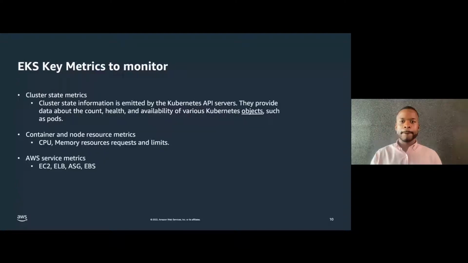For container and node resource metrics, we also need to install another add-on when dealing with EKS. That is the metrics server. The metrics server is responsible for translating the kubelet metrics in a way that the API server can read them. And with that, we can scale our microservices that run in EKS with the HPA component that we're going to cover in the next sections. And the last one is AWS service metrics: EC2, ELB, ASG, EBS, any sort of services that you are using inside your account. You need to monitor all those services, and Datadog can help us with that.